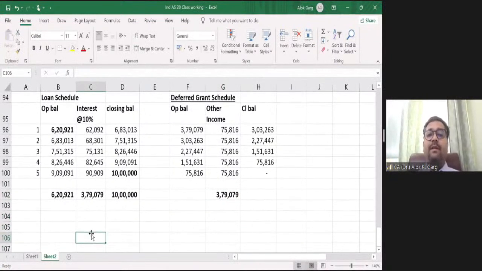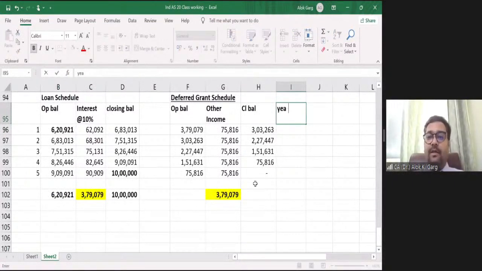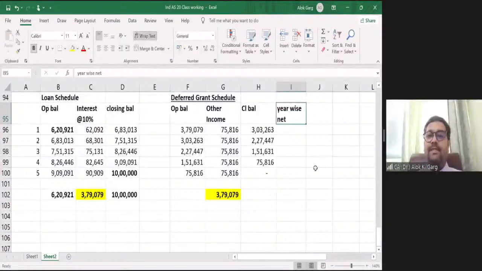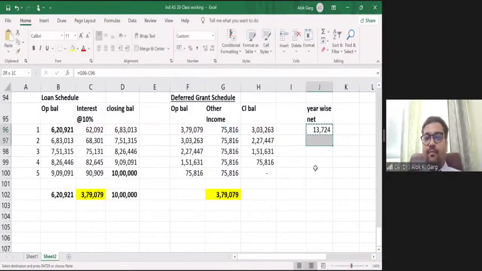So what is the net impact in the P&L at the end of the 5th year? The expense is 379,079. The income is 379,079. But yes, on a yearly basis there is a change in P&L. Year-wise net: due to the amortized cost concept, there is an impact in the P&L. So the expense is 62, the income is 75, so we do income minus expense, 75 minus 62. So these are the 5-year P&L impact.